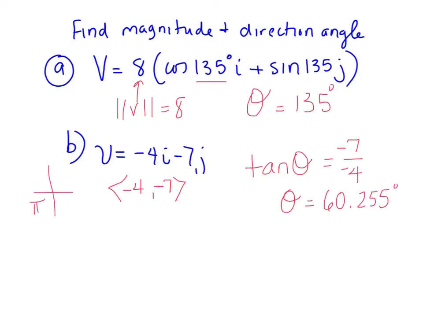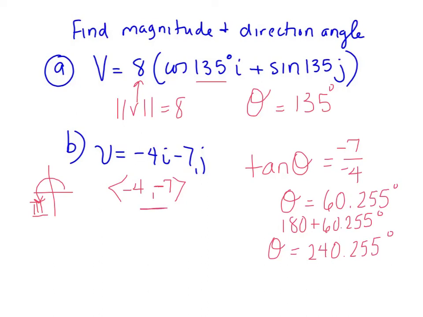Well, that's the third quadrant. 60 degrees is not in the third quadrant. So I need the 60-degree angle in the third quadrant. So I'm going to have to actually find my direction angle, I'm going to have to add 180 plus 60.255 to get the actual direction angle, which is 240.255 degrees. And that's why it's your component that tells you what quadrant you're in. Because if this is the vector in standard position, it's pointing to the third quadrant. So I've got to have a third quadrant angle.